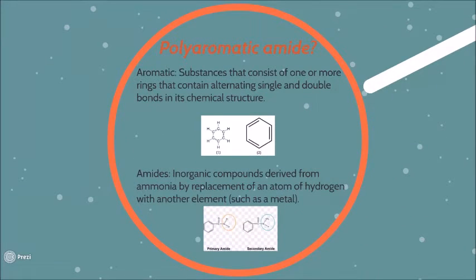So aromatic compounds are substances that consist of one or more rings that contain alternating single and double bonds in its chemical structure. So this is the element benzene, and here are double carbon bonds and then single carbon bonds. Amides are inorganic compounds derived from ammonia by replacement of an atom of hydrogen with another element such as metal.